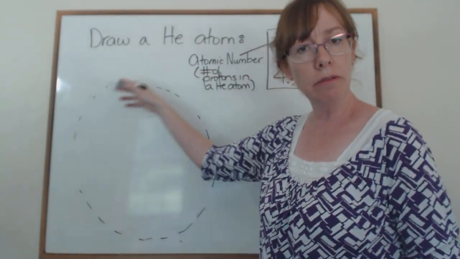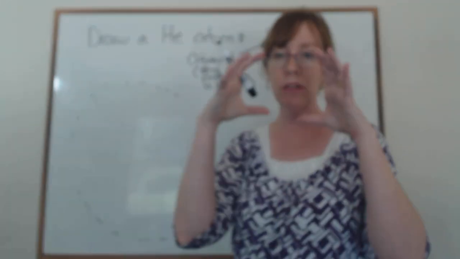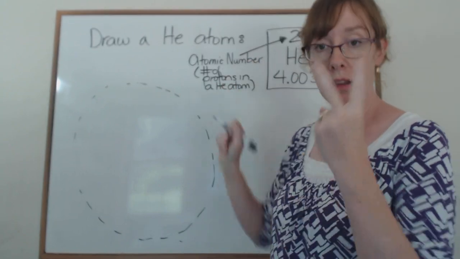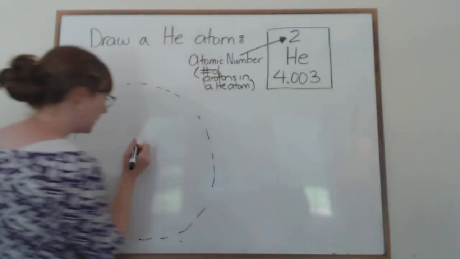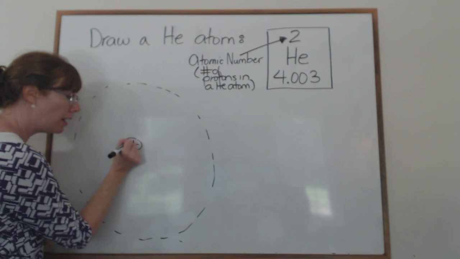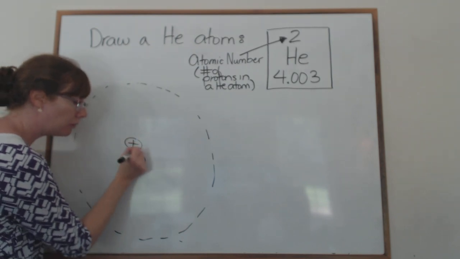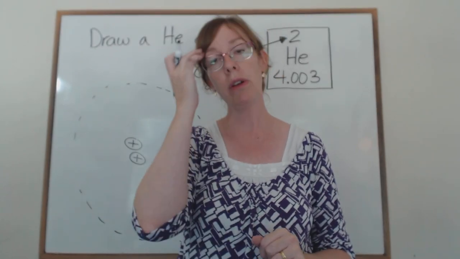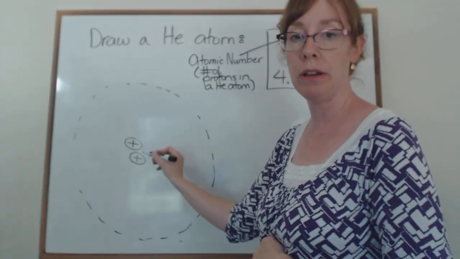But like I said, that's not a real thing. That's just the shape of it. There's no membrane. It's not like a cell, okay? In the nucleus, there must be 2 protons if it's helium. So 1, 2, and I'm just doing a plus sign because, as you remember, each proton has a positive 1 charge. Okay, so plus sign for each proton.